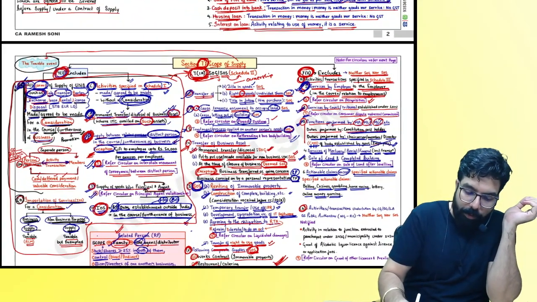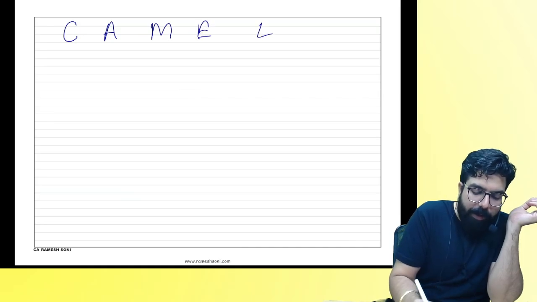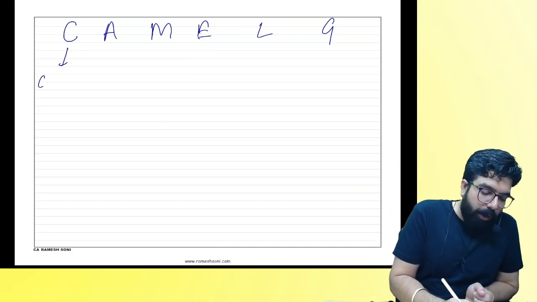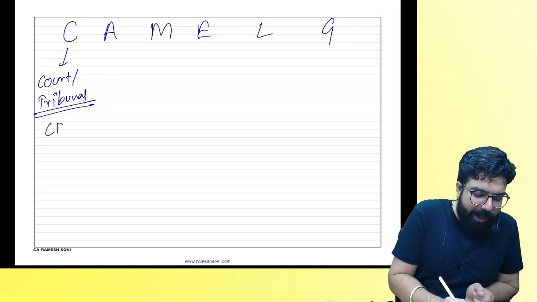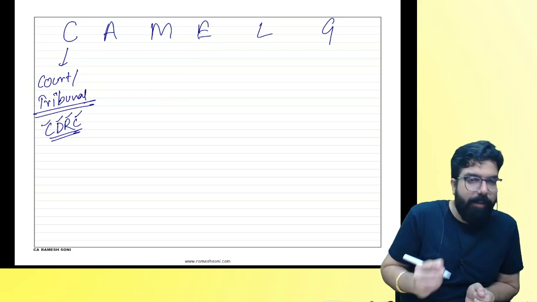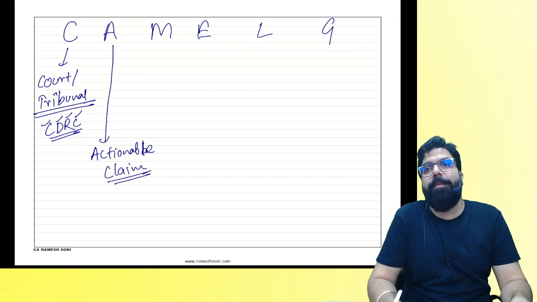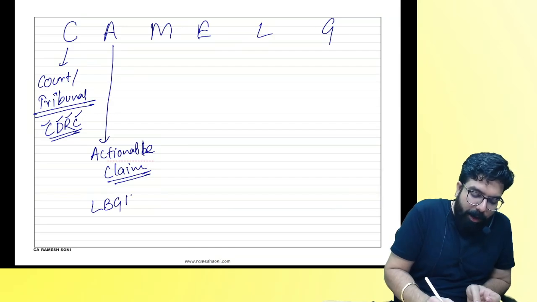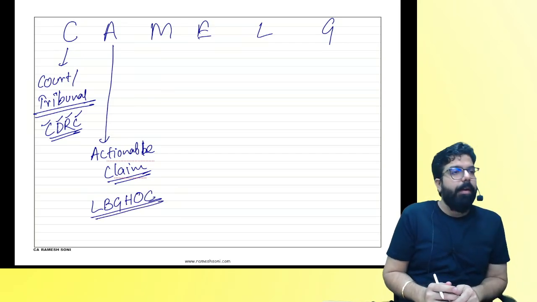You have to remember one word, CAMEL G, camel G. Okay, everyone, C for court or tribunal services. Do you guys remember, everyone? Including CDR, Consumer Dispute Redressal Commission. Next, actionable claims are neither supply of goods nor supply of services, other than lottery, betting, gambling, horse race, online money gaming, casinos. Can I go ahead, everyone?